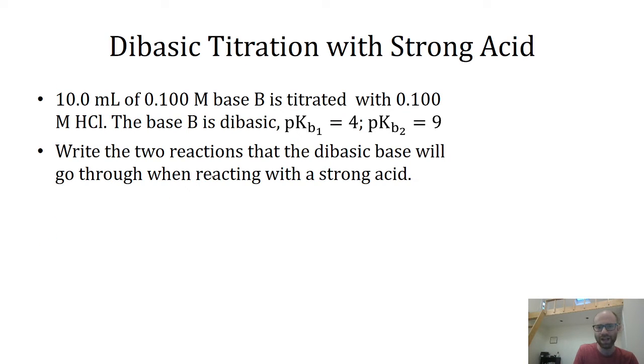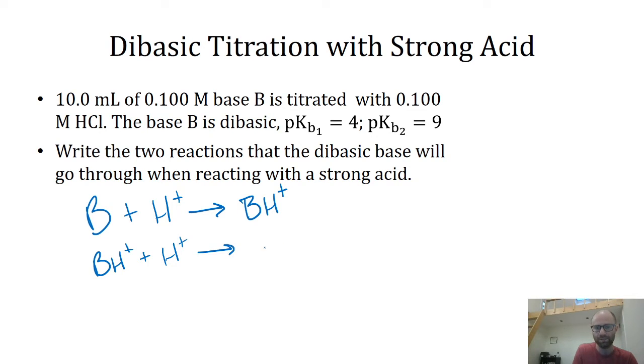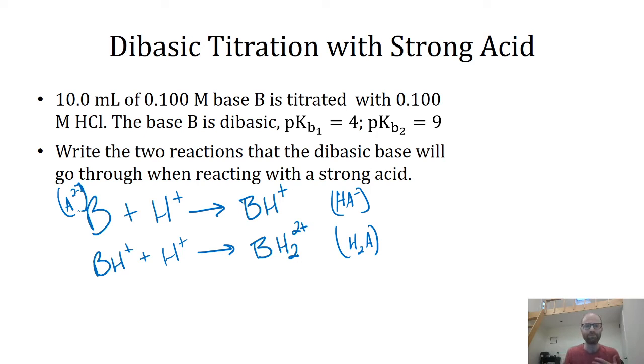So the two reactions that'll be displayed: instead we're saying base B, and it's dibasic, so it has the propensity to react with hydronium ions to make this species BH+. This is probably some sort of ammonium species, but this molecule has two such ammonium moieties, allowing it to pick up a second proton and make this particle BH2 2+. This would be analogous to our H2A, this would be analogous to our HA minus, and this would be analogous to our A2 minus, and we handle it all in the same exact way.